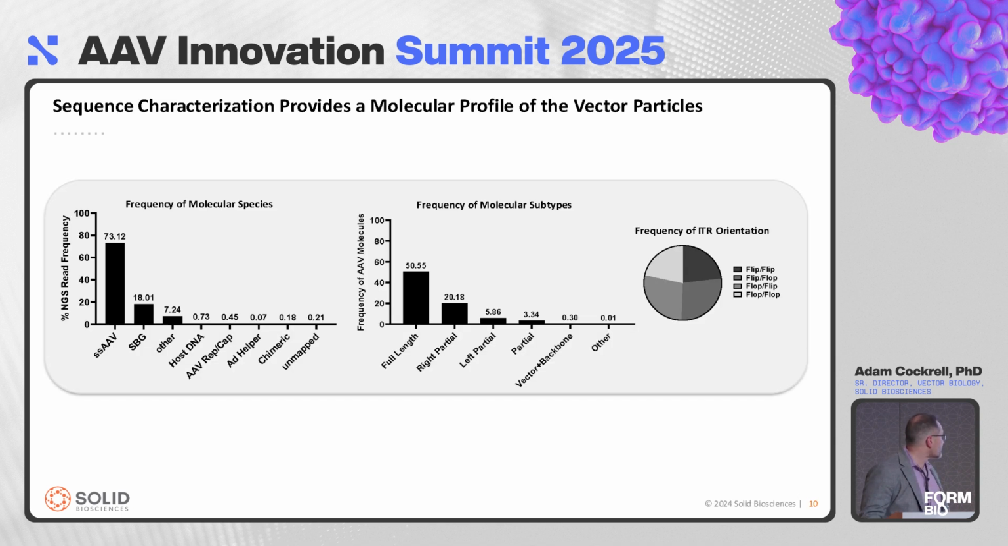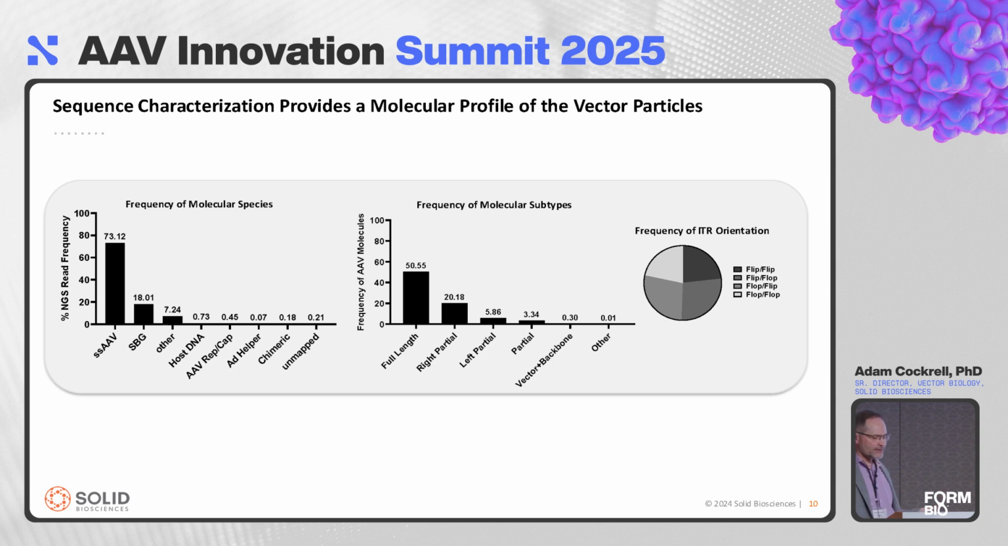This is an example from our company of some work we've done where we've looked at the frequency of molecular species. On the left graph, this is kind of a general overview look, where this is a single-stranded AAV vector. You have about 73%. You might think at this point, well, I have 73% fulls, but not really. Once you look over at the right graph, that decreases quite a bit. You have a lot of snapback genomes.